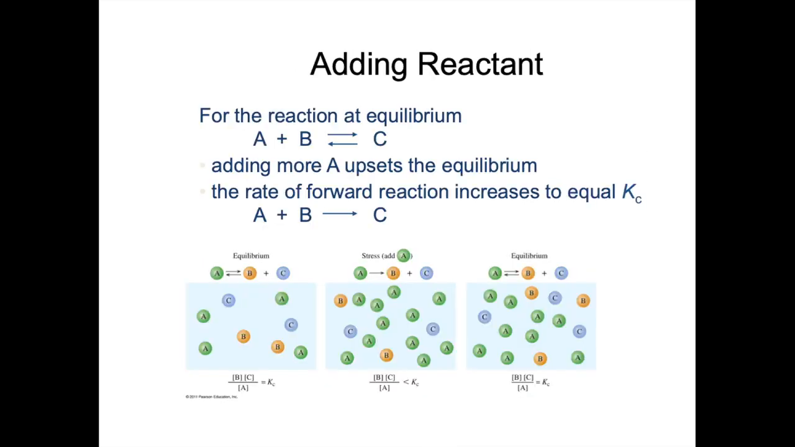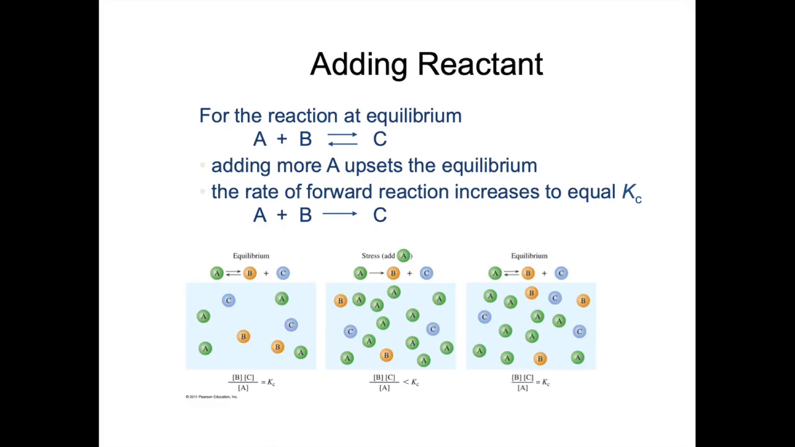Let's say we have a generic equilibrium between chemicals A, B, and C. A and B are reactants, C is a product. Just to jog your memories on how we define our equilibrium, our forward reaction takes A and B and converts it into chemical C. Our reverse reaction takes C and decomposes it into A and B. So what happens if we change the concentration of one of these chemicals? Let's say we add more of chemical A.